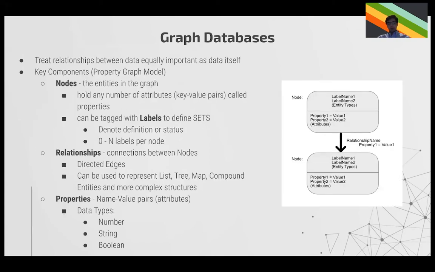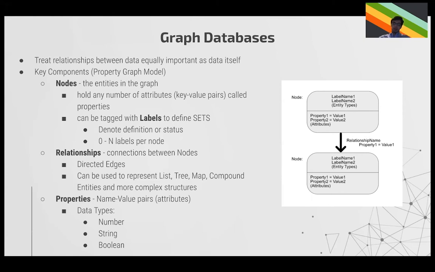The primary components of the property graph model, which is the data model that Neo4j uses, are nodes, which are entities in the graph. Nodes are defined by labels and can have any number of labels. And they contain properties, which are key value pairs or attributes. Nodes are connected to each other by relationships, which are directed edges along the total graph. And these relationships can construct trees, maps, compound entities, or anything else.